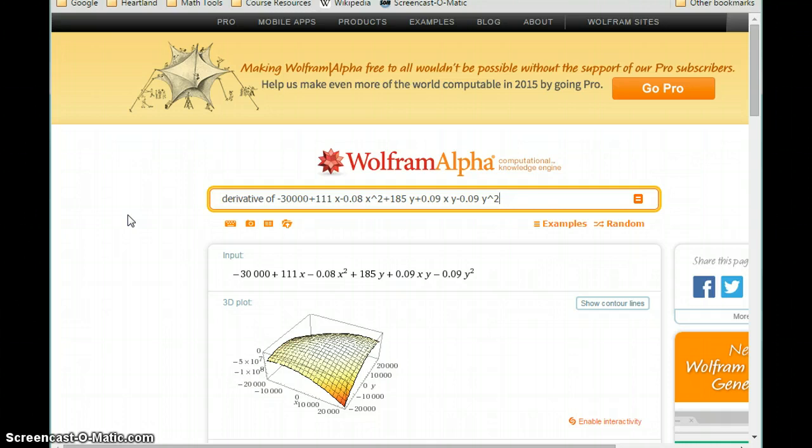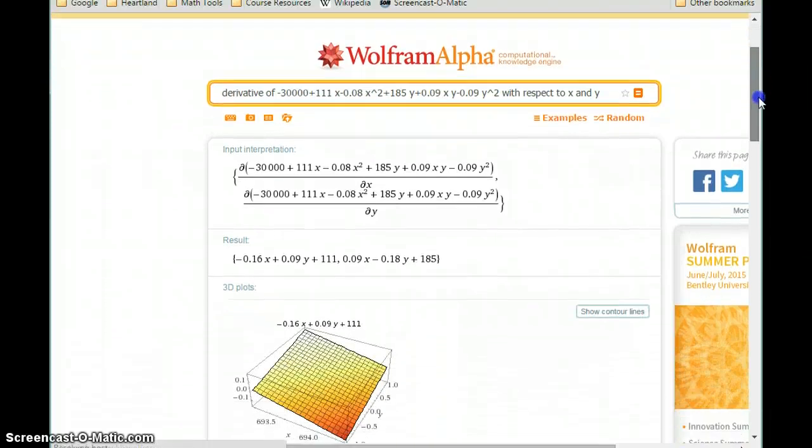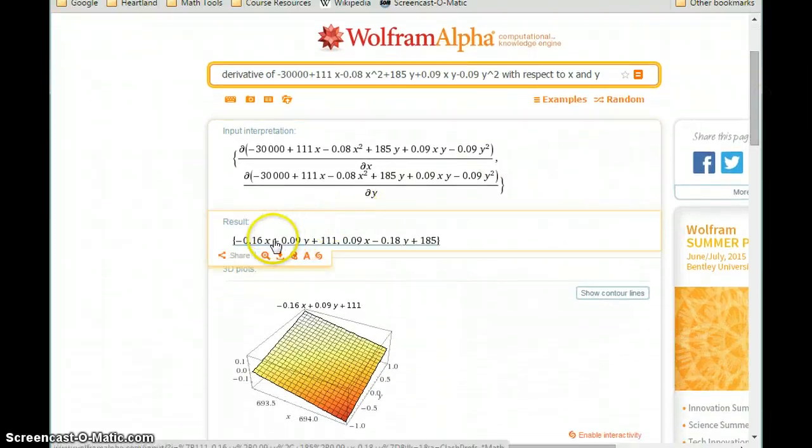We're going to find the derivative of this function with respect to x and y simultaneously. So we're going to get the profit function differentiated with respect to x and differentiated with respect to y. And the way this is going to be output is as two separate results contained in a set of brackets. So we have this first result, which is our derivative with respect to x, and a second result, which is our derivative with respect to y.